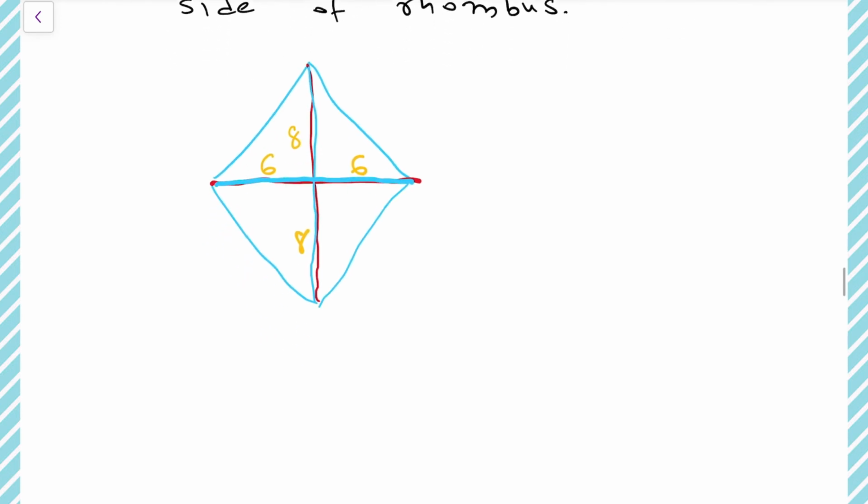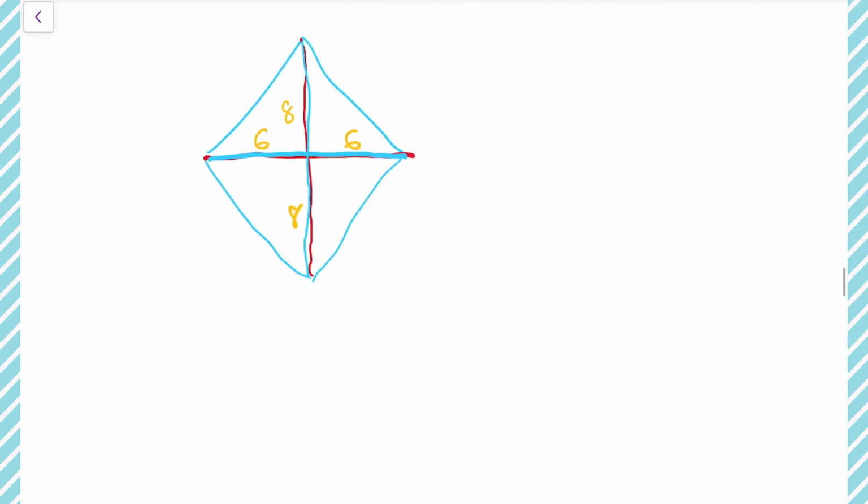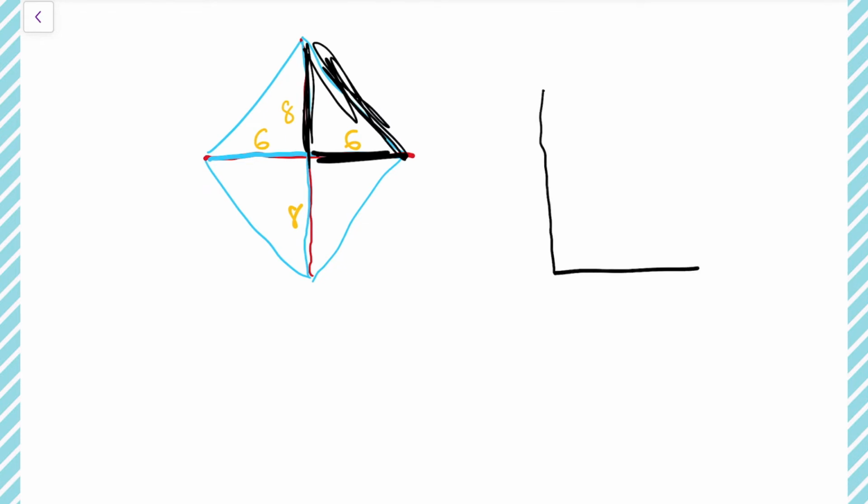Now he is asking to find out the side of the rhombus, right? So if we observe this figure clearly, the rhombus including the diagonals, we will get 4 right angle triangles. So any one right angle triangle you take. This I am taking now. For easy understanding, I am drawing that separately here. This is 8 and this is 6. Now he is asking to find out this side, so the side is nothing but this hypotenuse we need to find out. That I am taking as some x.